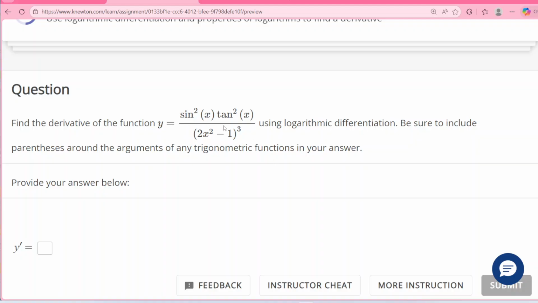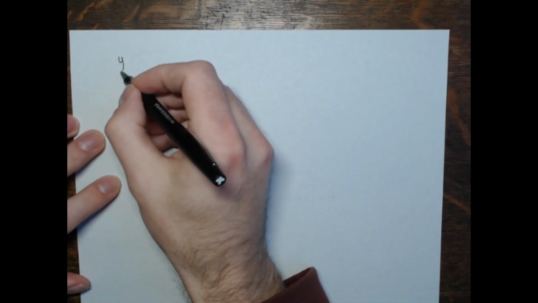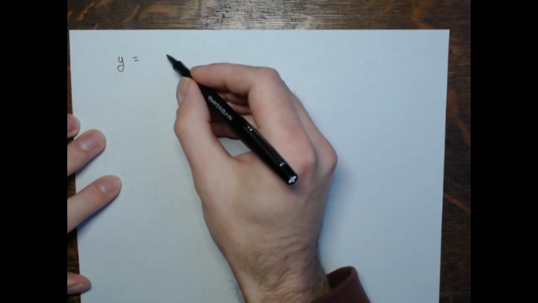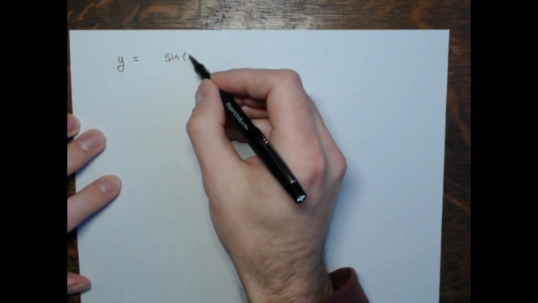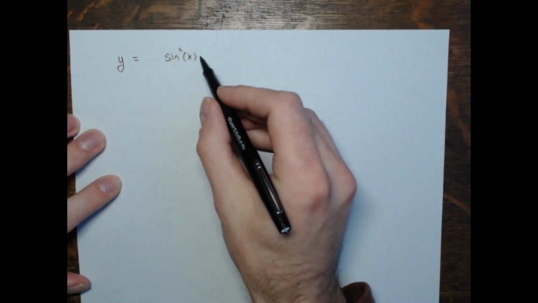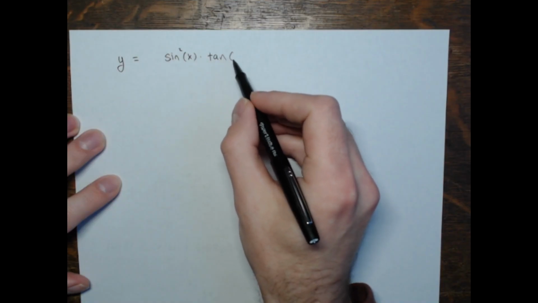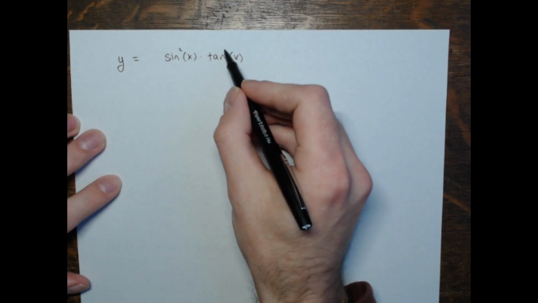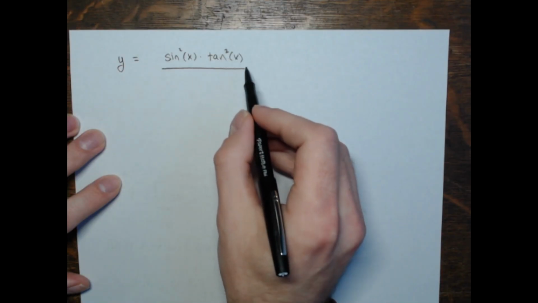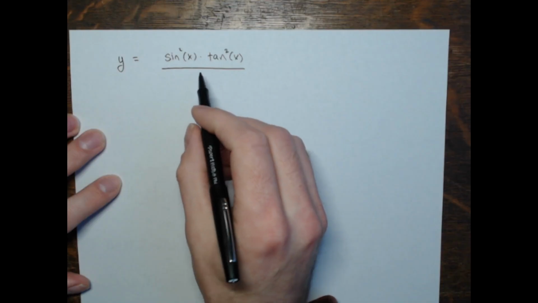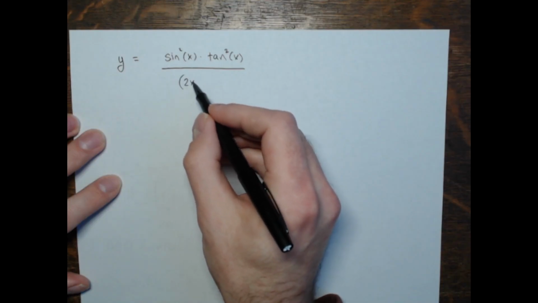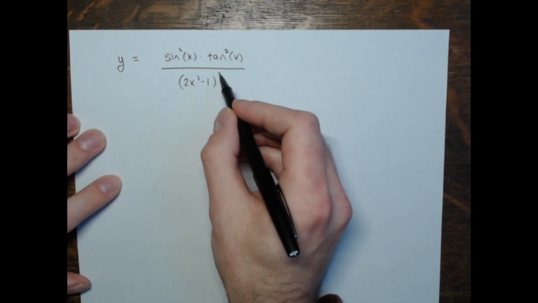All right, so something similar to earlier with a bunch of trigs here. I'm using properties of logarithms to rewrite this, performing logarithmic differentiation. So again, y equals sine of x, squared though, sine squared, times the tangent of x, also squared, then divided by the quantity 2x squared minus 1, cubed.